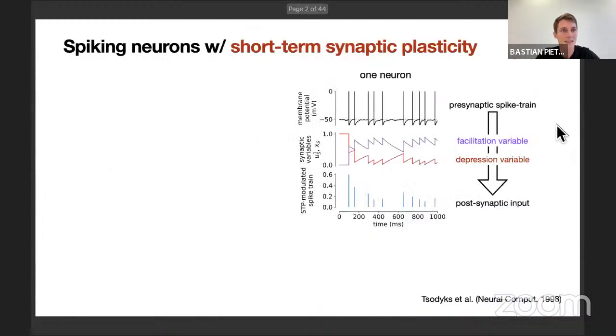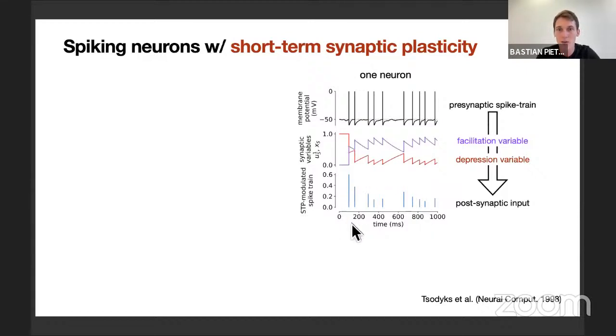Okay, so let's start with short-term synaptic plasticity. One of the seminal models by Tsodyks and Markram was, if we have a neuron like here that elicits spikes, then usually this presynaptic spike train is modulated by facilitation and depression variables that amount to the amount of neurotransmitters that can be released after that action potential. So whenever a neuron elicits a spike train, what actually comes as the input to a postsynaptic cell is pictured down here.